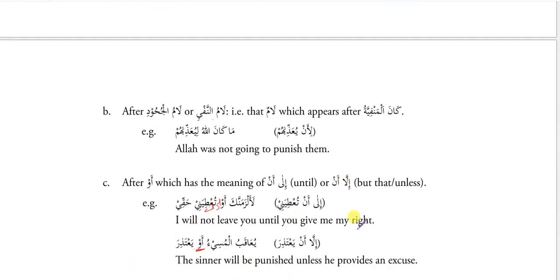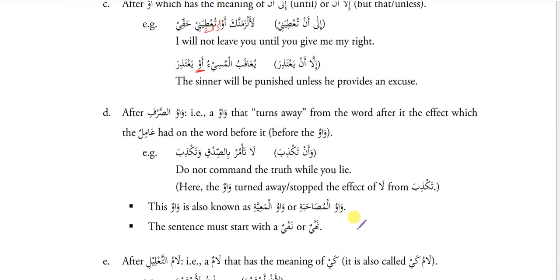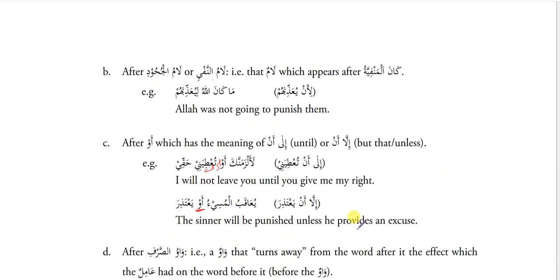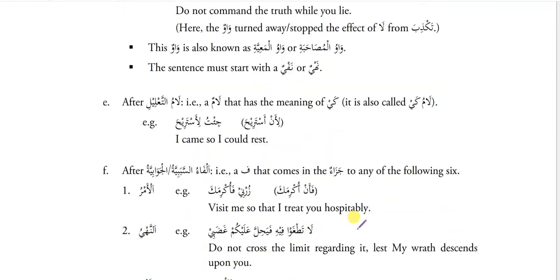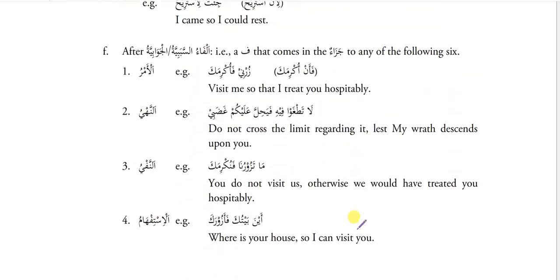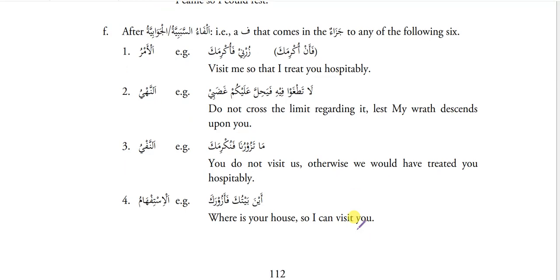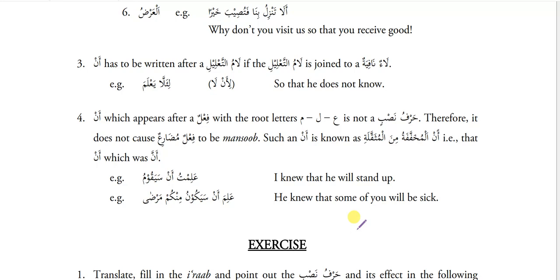So hatta, au, wawu sarf, lamul juhud or lam nafi, lamut talil, and fa, all these 6 letters are responsible for changing the i'rab of fi'l mudari, but they do not have the potential to change the i'rab of fi'l mudari on their own. So the scholars assume that the an is hidden just after all these 6 huruf.